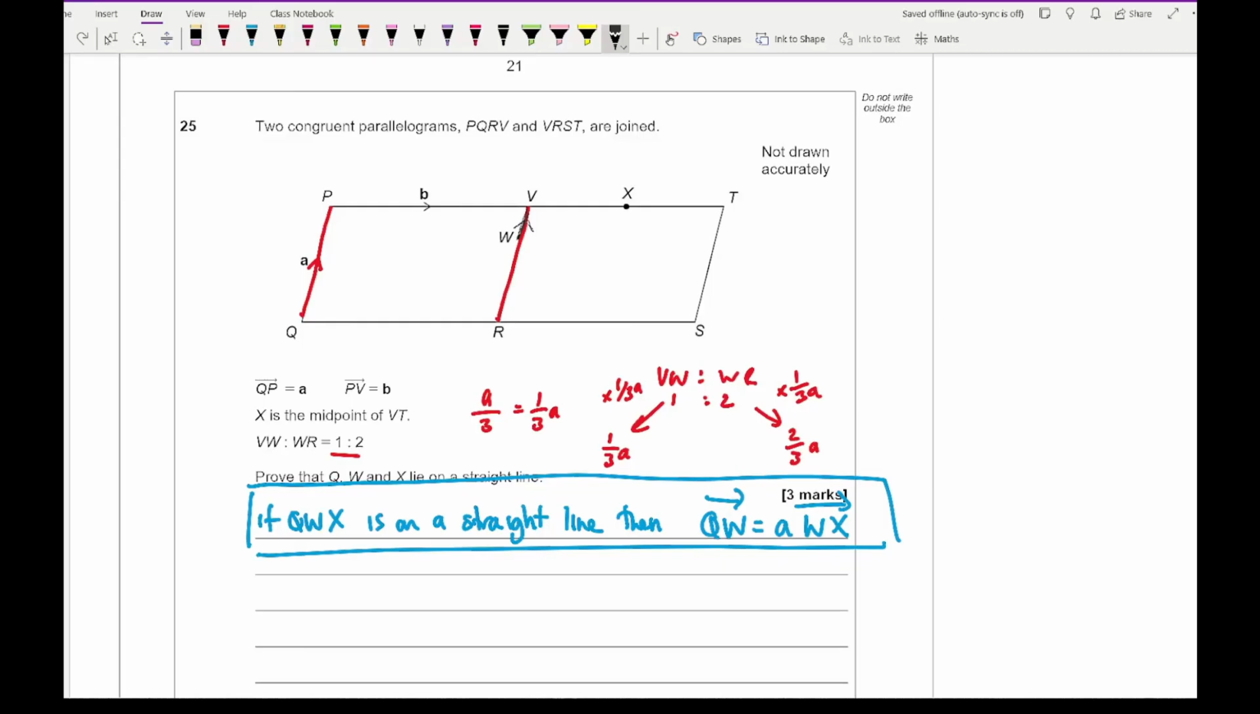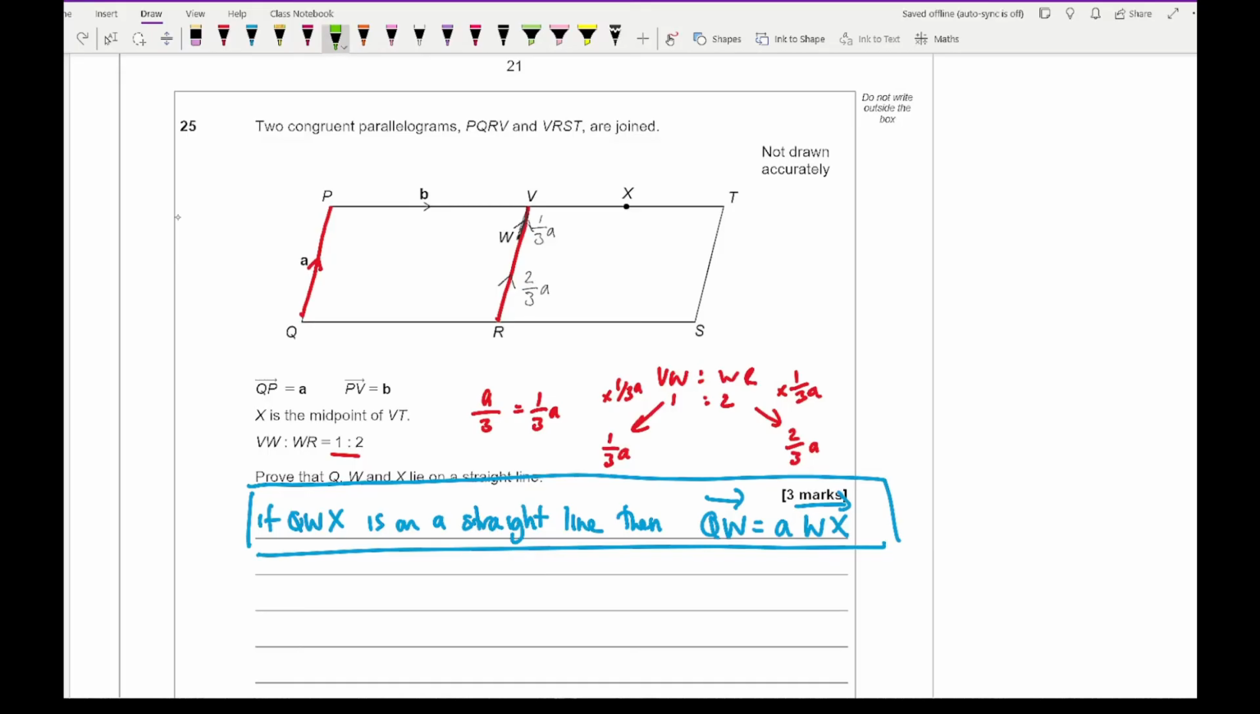So if I just write that down now, I've worked out what V to W is going to be, positive a third, and this here is going to be 2/3 of A. Now I can then work out what Q to W is going to be.